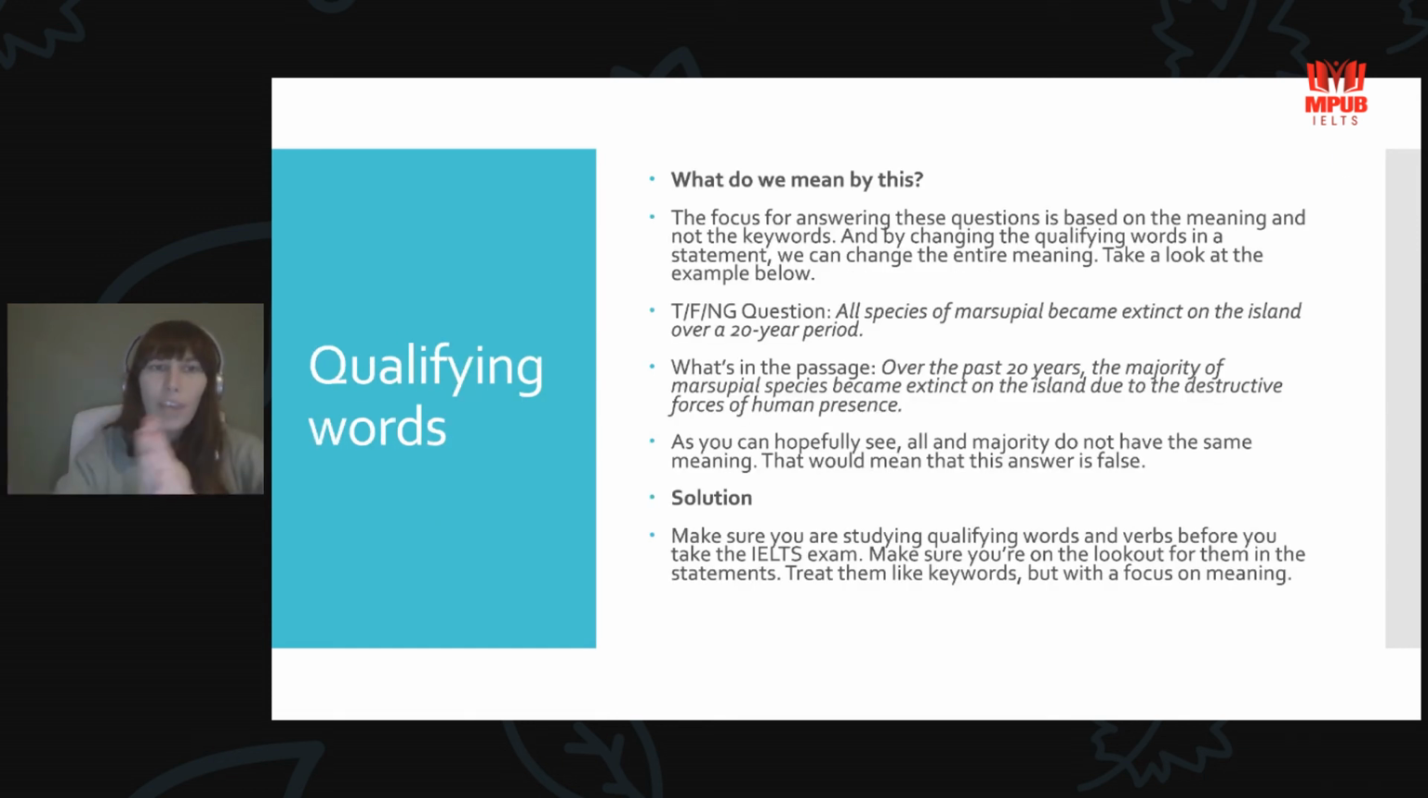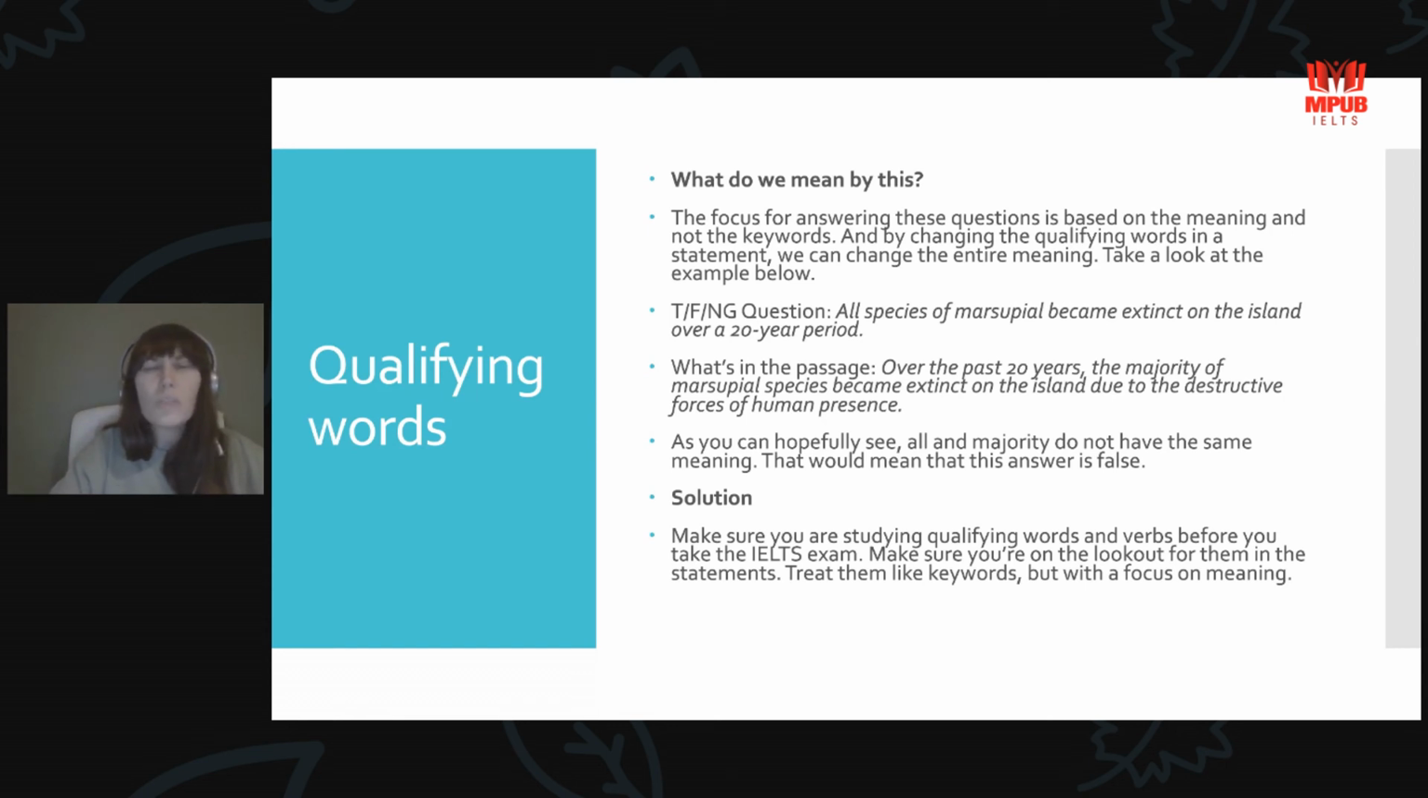Okay, qualifying words, they're very important in the reading because they can often help you find the answer. And this can be vital for determining whether an answer is true or if the answer is not given. So let's have a look and see what they are. So the focus for answering these questions is based on meaning rather than keywords. So changing the qualifying words in a statement can change the entire meaning. So let's have a look at the example here. So it's obviously a true, false, or not given question.